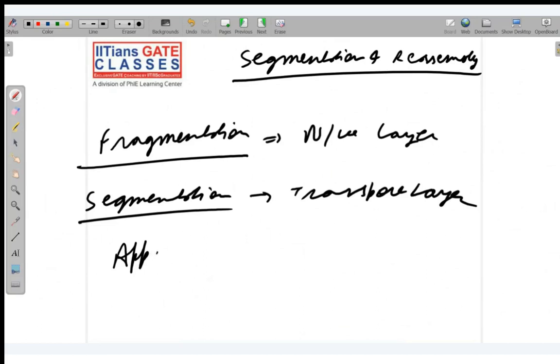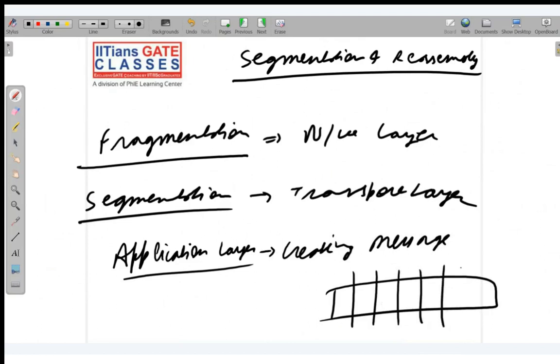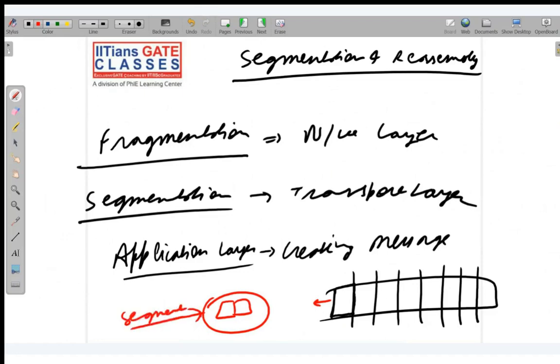So the application layer will send a huge amount of message. The application layer is creating the message, and this message is very huge. So at the transport layer, chopping will be done like this. To each small-size message, a header will be attached, called the transport layer header, and this resulting structure we call a segment. That's why we call it segmentation.